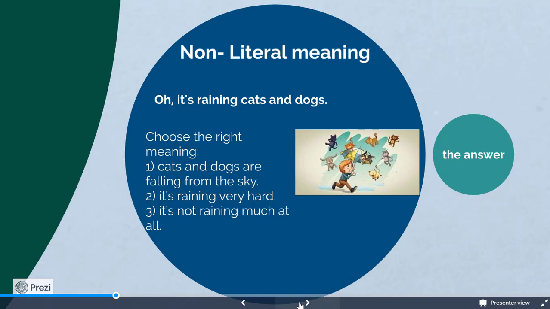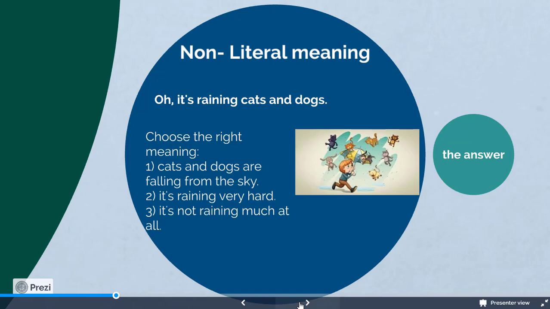Now let's move to the non-literal meaning. When someone says, "Oh, it's raining cats and dogs." Well, so what does the sentence mean? As you can see here, we have some possible meanings. But actually there is one right meaning between them. Let's choose the right meaning.